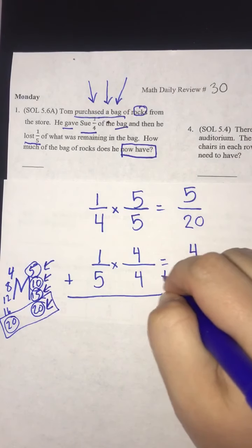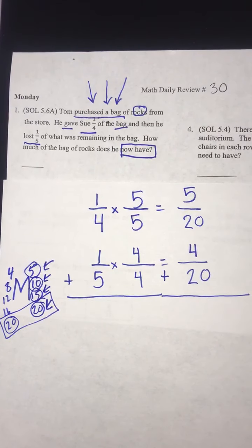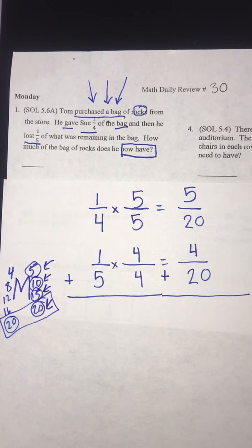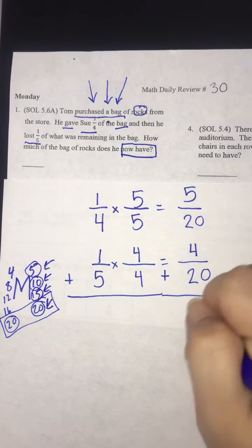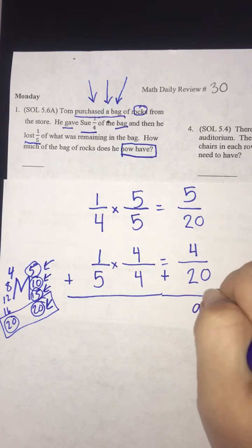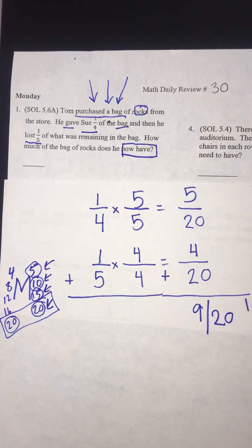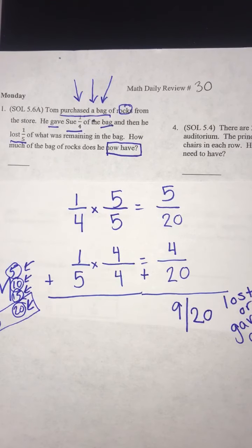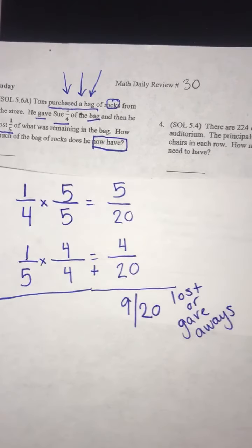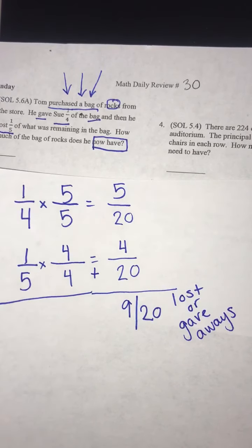So I'm going to combine the amount that he gave away and that he lost so that we can try to figure out what he now has. So when I combine those together, this means that Tom lost or gave away 9/20 of his bag.